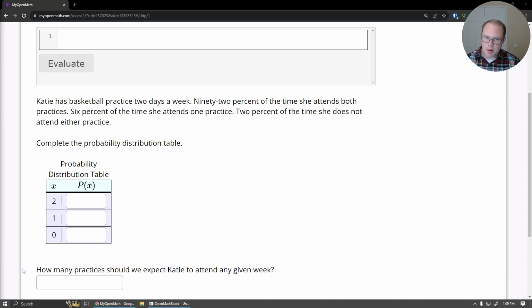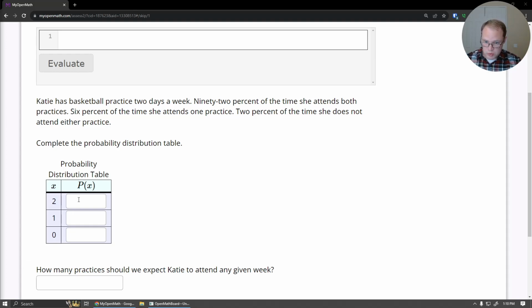Katie has basketball practice 2 days a week. 92% of the time she attends both practices. 6% of the time she attends one practice. 2% of the time she does not attend either practice. Complete the probability distribution table first.